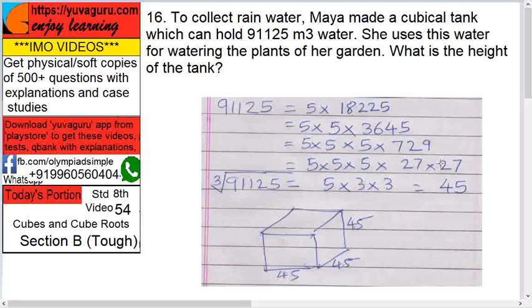So 3 over here and 3 over here. So 5 threes are 15, times 3 is 45. 45 is the length, breadth as well as height. So let anything be asked, the answer is 45 for this. 45 meters.